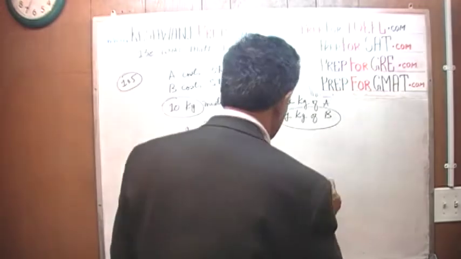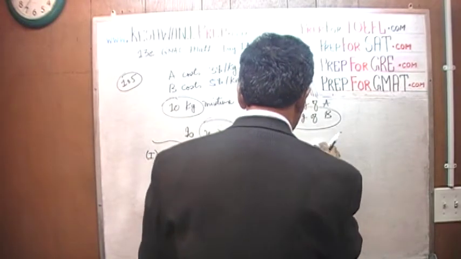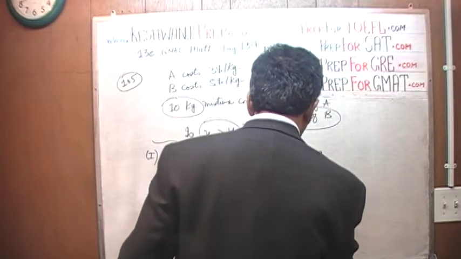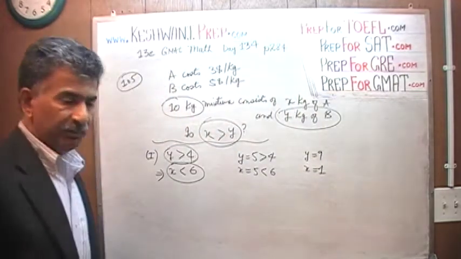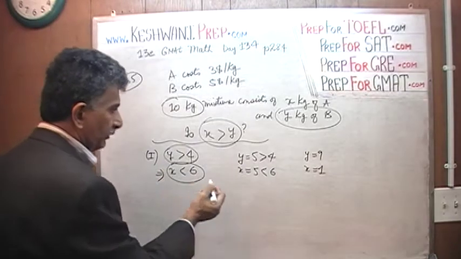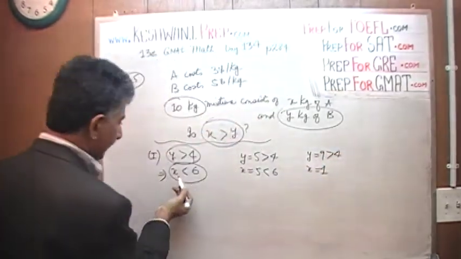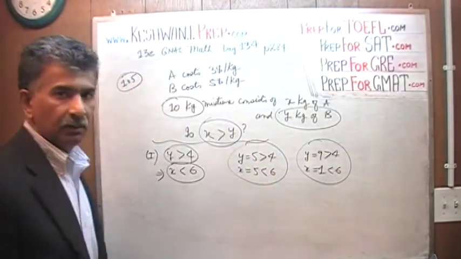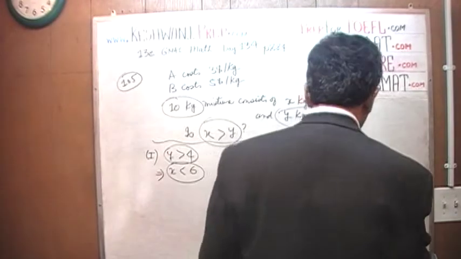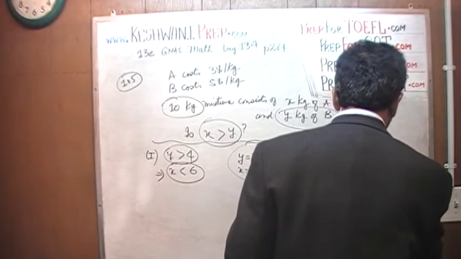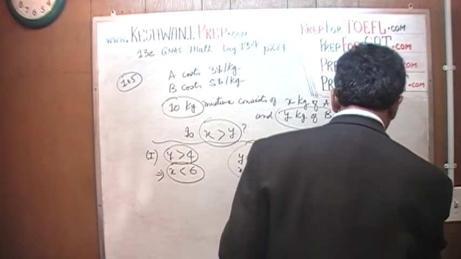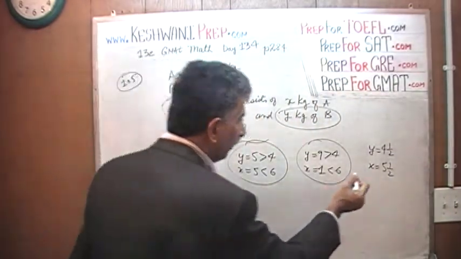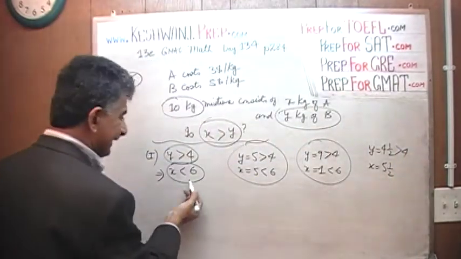Or maybe y is equal to 9 and x is equal to 1. If that happens to be the case, again we satisfy the condition, y is more than 4. We satisfy this condition, x is less than 6. So that is also possible. Or maybe it's something weird like this. Maybe y is 4.5 and x is 5.5. Again we fulfill the condition, y is more than 4 and x is less than 6.